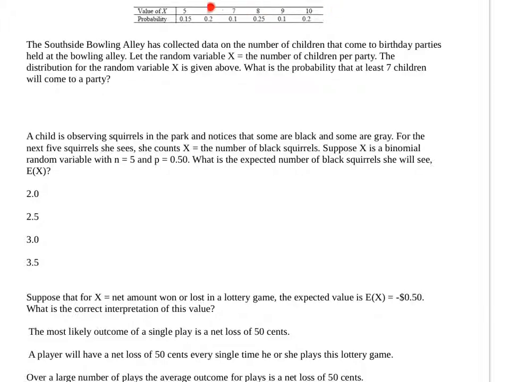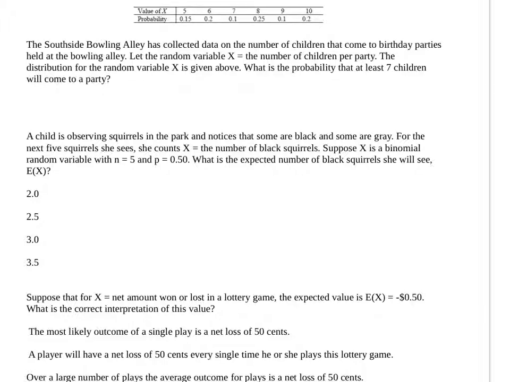So just kind of a quick interpretation of what this table means. So this table is saying, okay, this Southside Bowling Alley holds parties and it never has fewer than 5 kids at a party or more than 10 kids. And the probability of having 5 kids at a party, randomly selected party, is 0.15. Probability of having 6 kids, 0.2, 7, 0.1, 8, 0.25, 9, 0.1, and 10, 0.2. That's what that means.